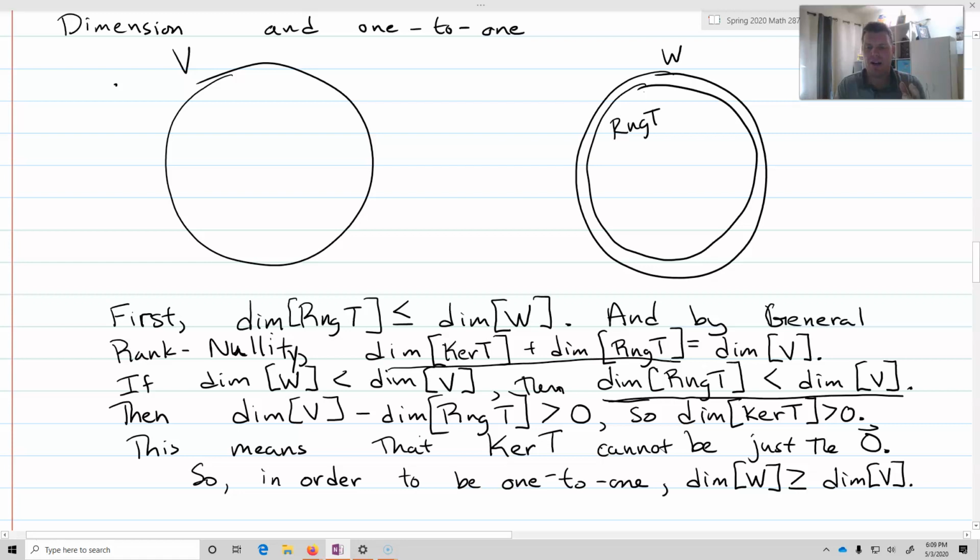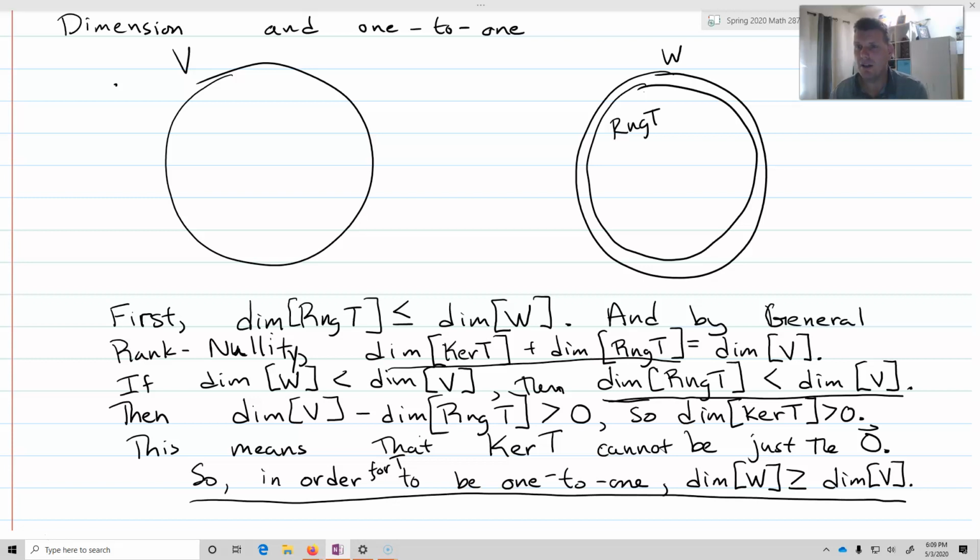So the idea here is that if W is smaller than V, then the kernel of T cannot possibly be equal to the 0 vector, and hence T is not 1 to 1. So that gives me this conclusion. In order for T to be 1 to 1, the dimension of W must be greater than or equal to the dimension of V.